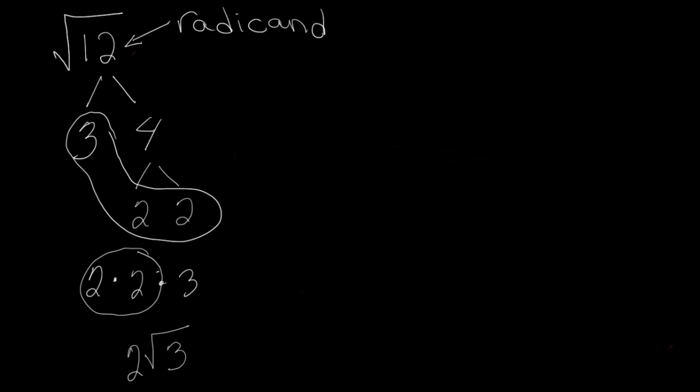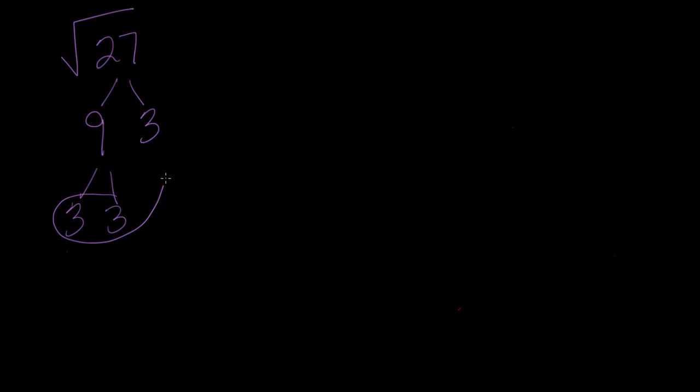Let's try this again. This time, let's say that I was to give you the square root of 27. The radicand here is 27. We're going to break it down. So you're coming up with the two numbers that multiply to get the radicand. So in this case, 9 times 3. And you keep breaking it down until you can't break it down any longer. Like so. I'm going to rewrite this: 3 times 3 times 3.